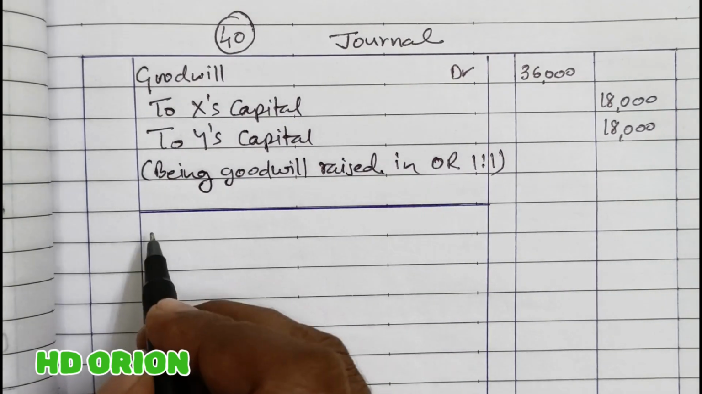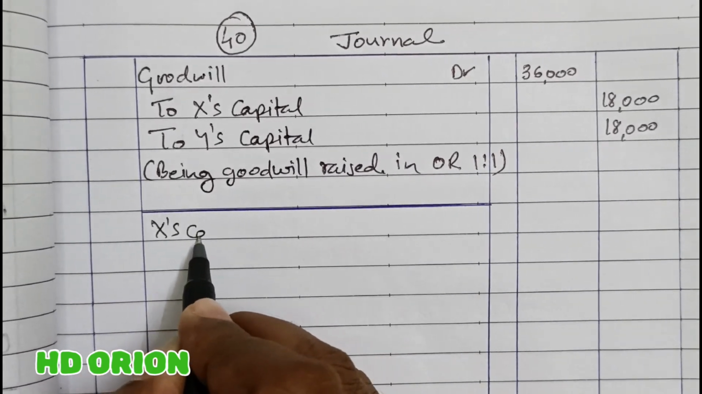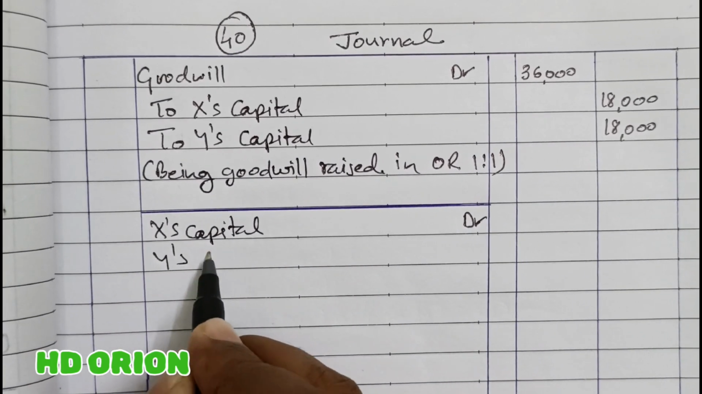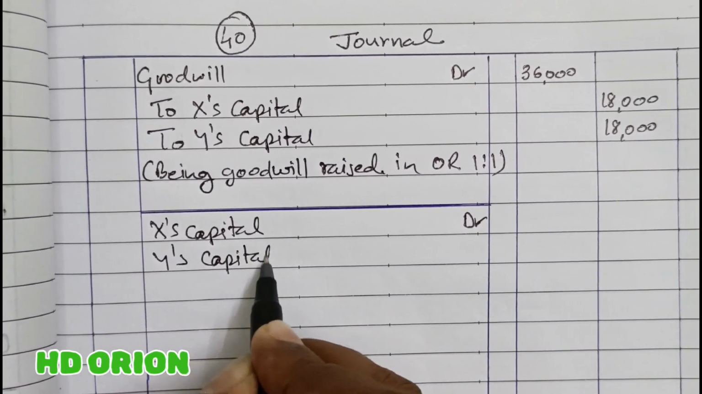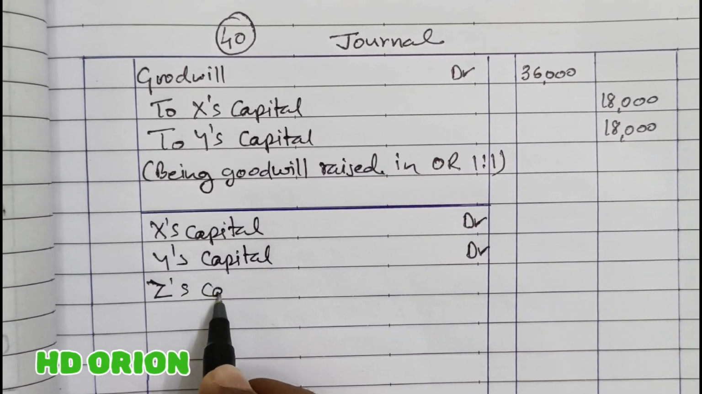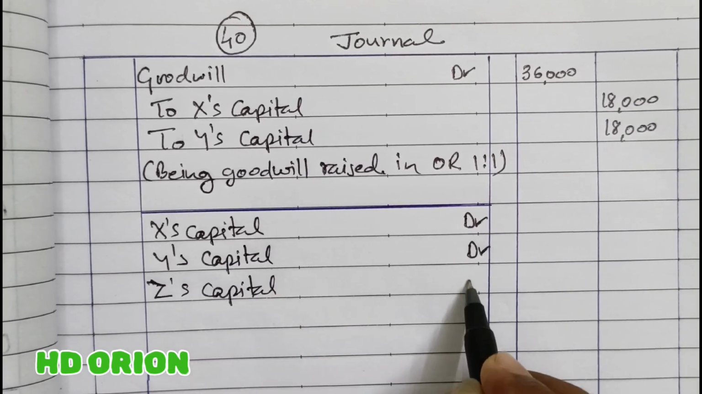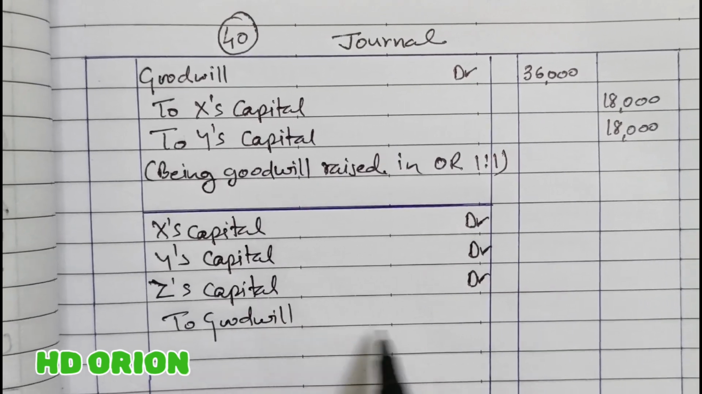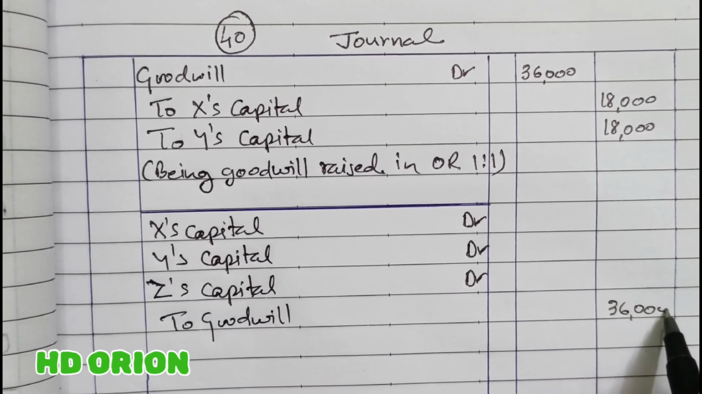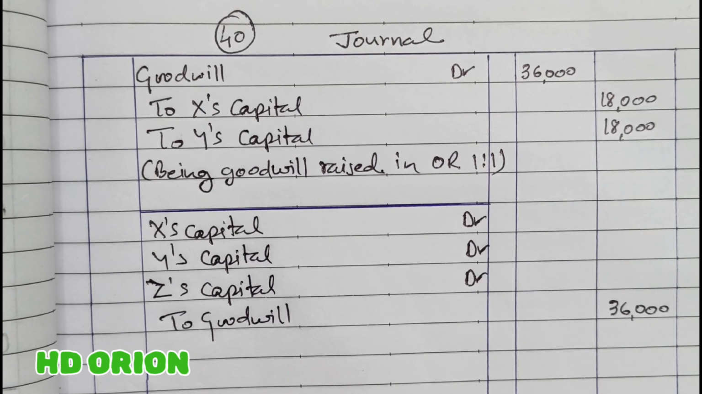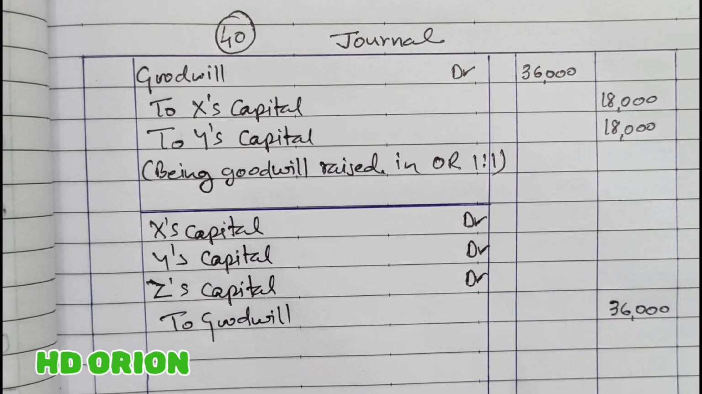And then we will write off this in new ratio. So X capital account debited, Y's capital account debited, Z's capital account also debited to goodwill account. In this way, goodwill account is credited and closed with the same amount, 36,000 rupees, and their new ratio is 4:3:2. So we will distribute this 36,000 in 4:3:2, that is the new ratio.